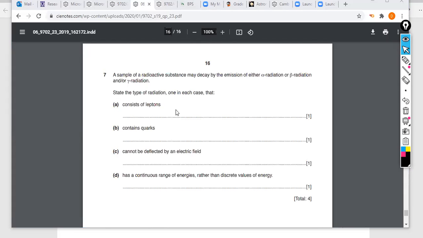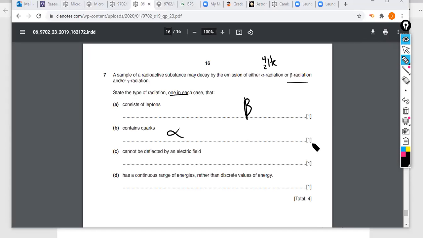Okay, leptons. I just mentioned a moment ago that the electrons were leptons, and so which one of those up there is electrons? That's our beta radiation, right? So beta radiation, because it's electrons, those consist of leptons. Alpha radiation, remember an alpha particle is a helium nucleus, right? So it's made of quarks. Like protons and neutrons, they're made of quarks. But the electrons are not, right? So it's only one in each case. The only one of those that contains quarks is the alpha particle, alpha radiation.